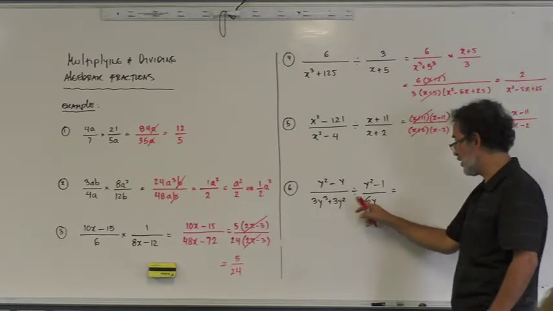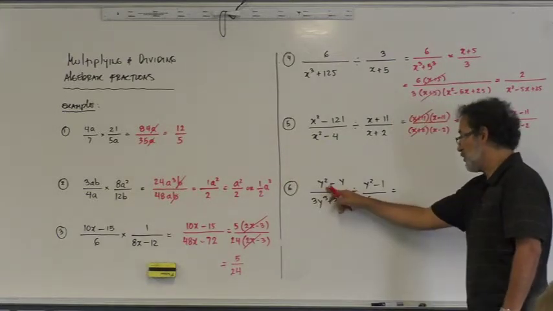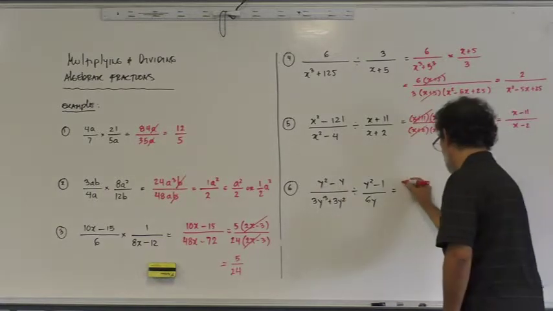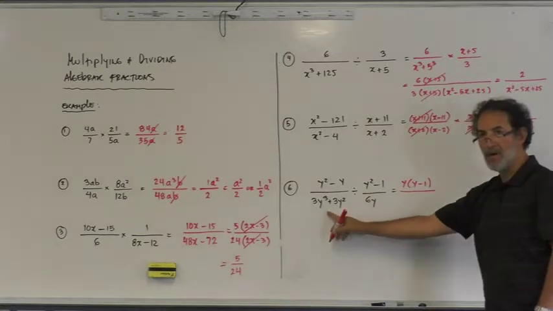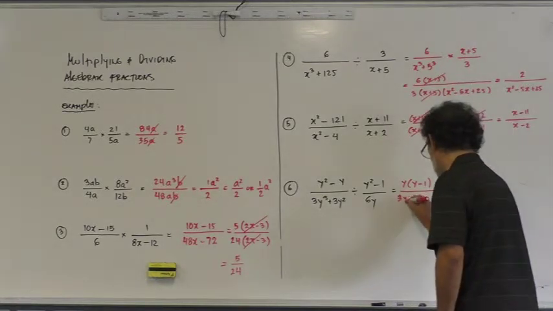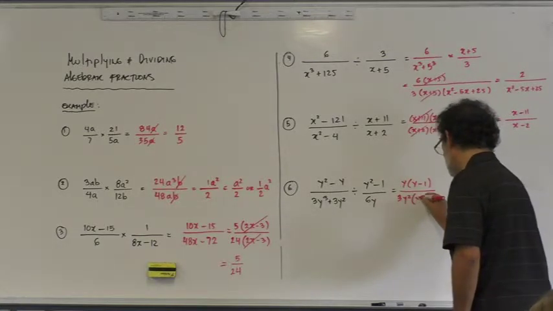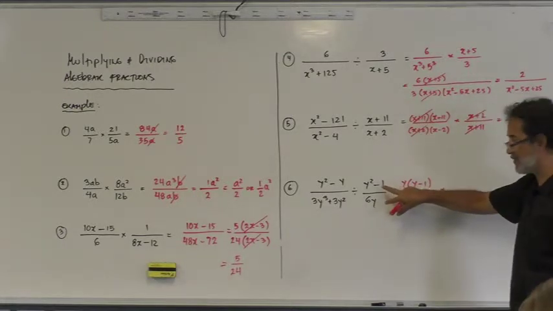Okay? So we are going to do the factorization as we go. So what is the factorization of this? So it's going to be y outside of y minus 1, all right? What about the bottom one? It's going to be 3y squared outside of y minus 1, plus 1. And then we're going to multiply by the reciprocal of this.